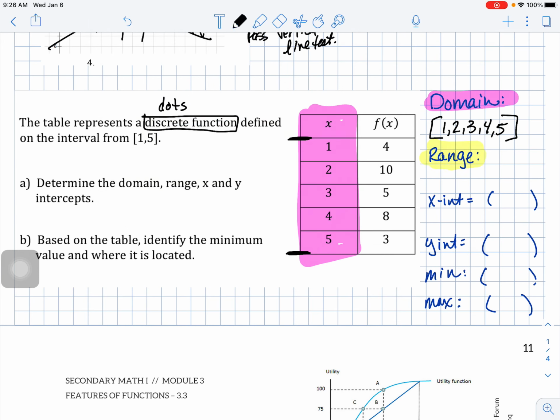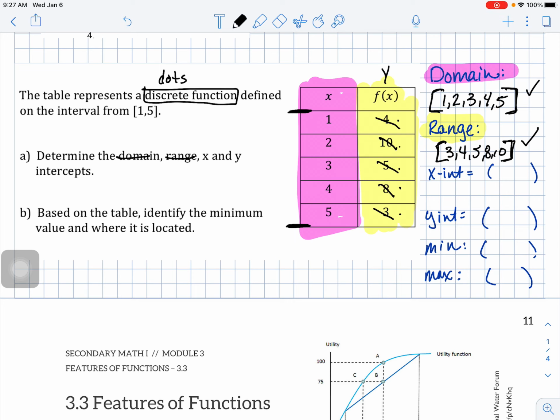The range is similar, right? The range is what are the y values? And remember, f of x is the same as y, right? So our y values include, and this one is where it kind of gets tricky. Even though my table goes 4, 10, 5, 8, 3, we need to list our range in order from least to greatest. So I'm going to list it as 3, because that's my lowest number, 4, 5, 8, 10. So my domain is a list of numbers in the x-axis. My range is the list of numbers in the y-axis. Both go from least to greatest. Both are brackets because it's discrete and all of those points are included.